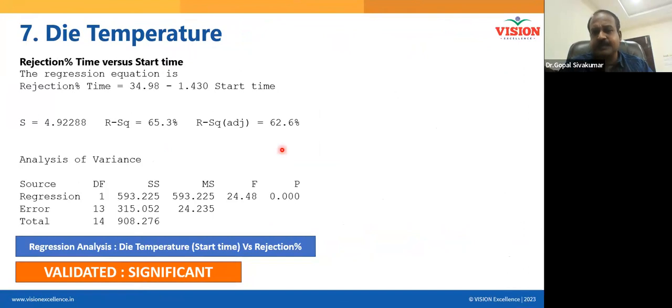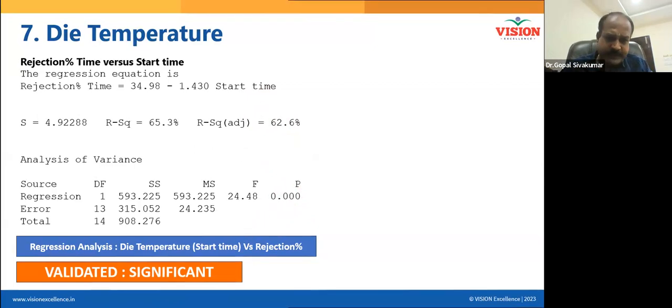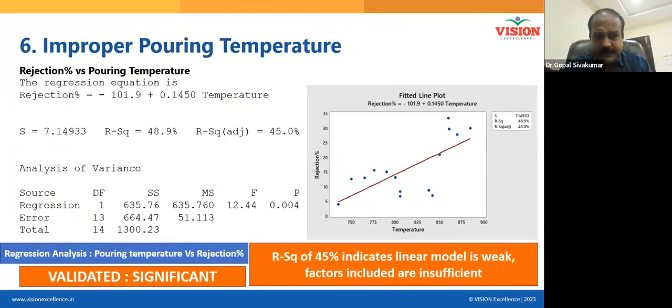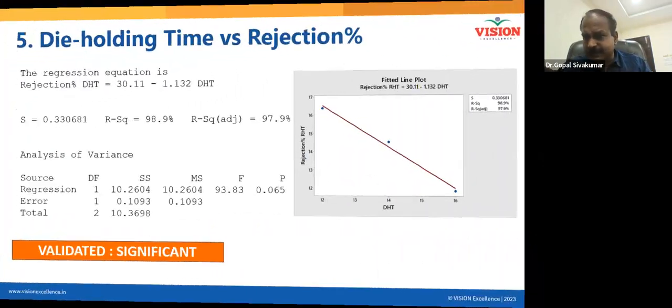Similarly, die temperature is also found to be significant. Just look at the p-value. Right now, don't look at the R square, simply because we have conducted the experiment considering one factor at a time. Automatically, R square will be lower. Only if you consider all the factors will R square improve, isn't it? So only look at the p-value. The p-value is less than 5%, so that is significant. So die temperature is significant, pouring temperature is significant, and die holding time is also significant.